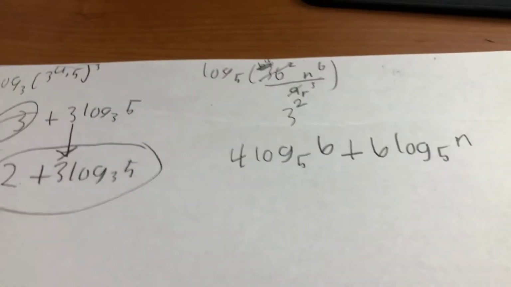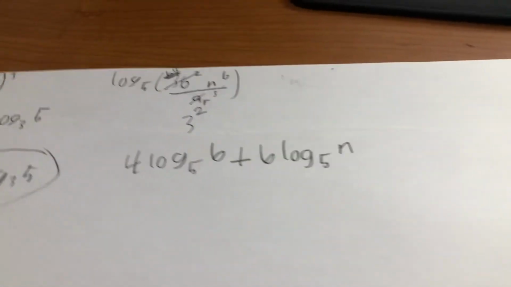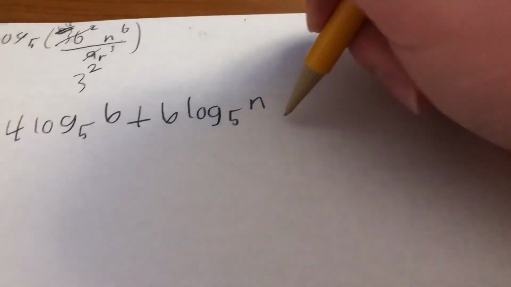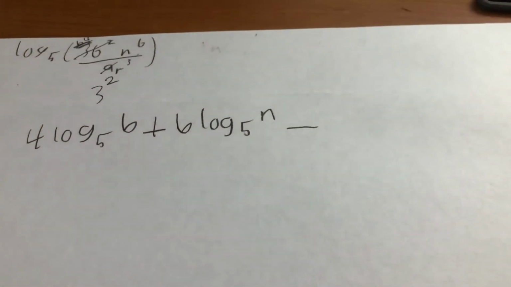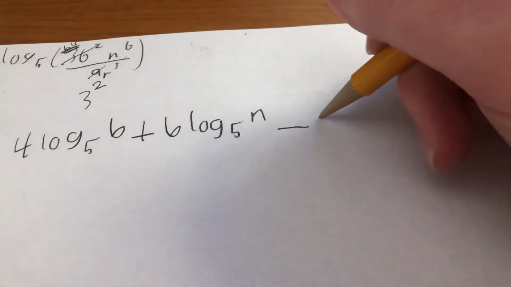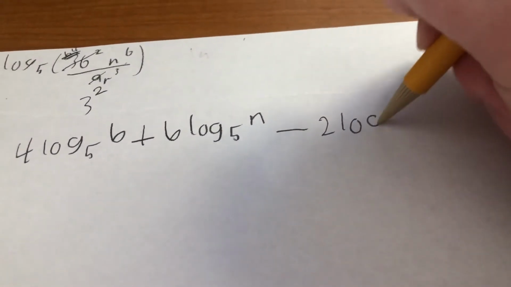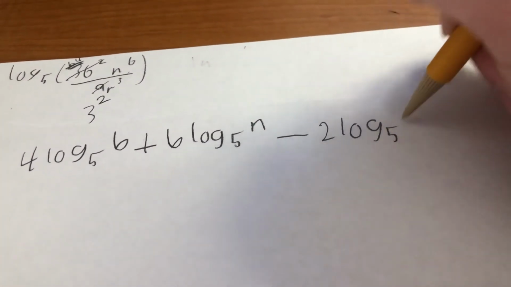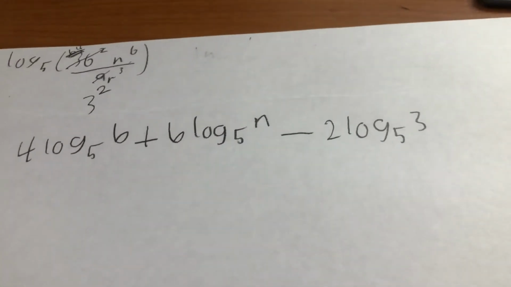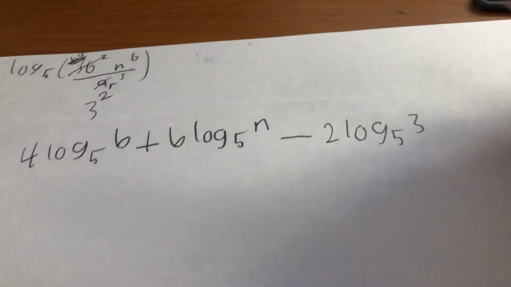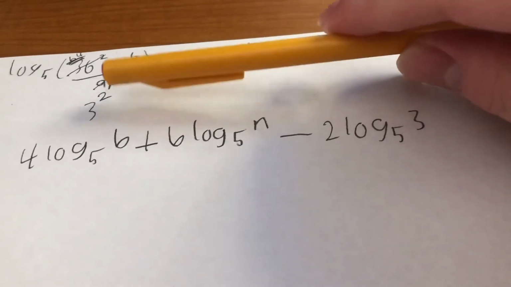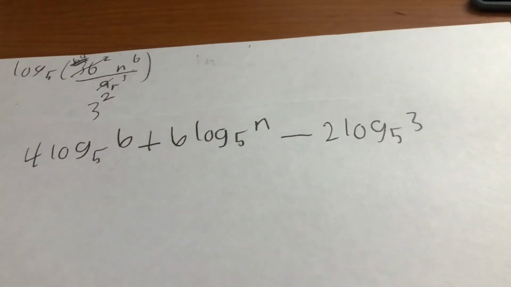And now we have our top done, we can move on to the bottom. And now all of the bottom ones are going to be negative, so we want to start out with the negative. And now we're going to have 2 and the common log of the base 5 and then a 3, because we made 9 into 3 to the second power.